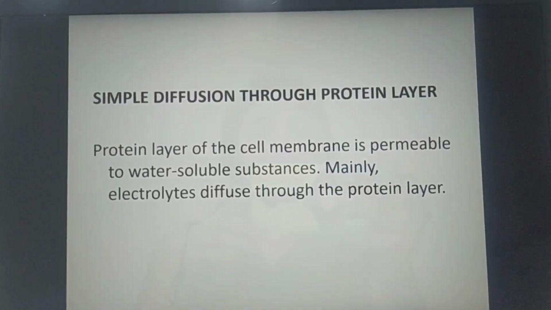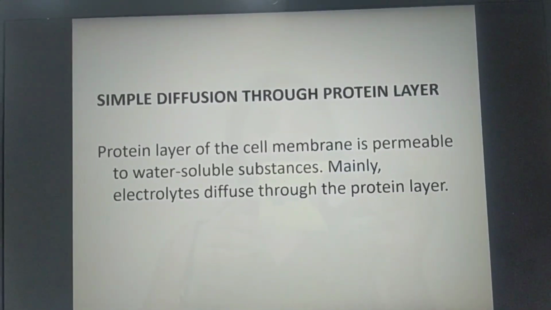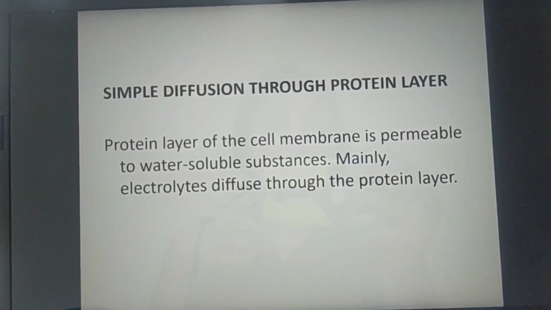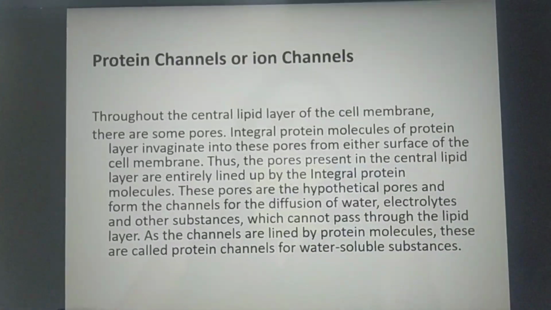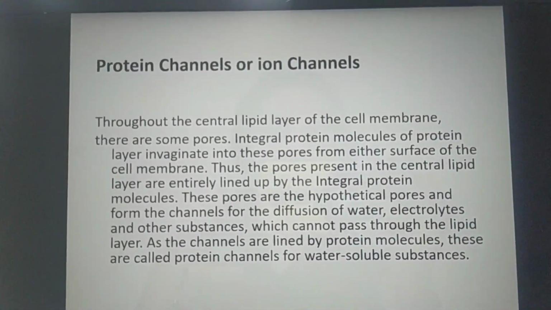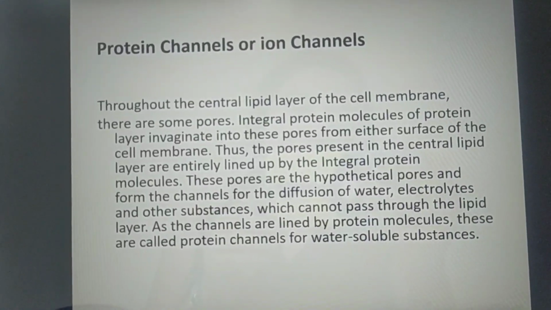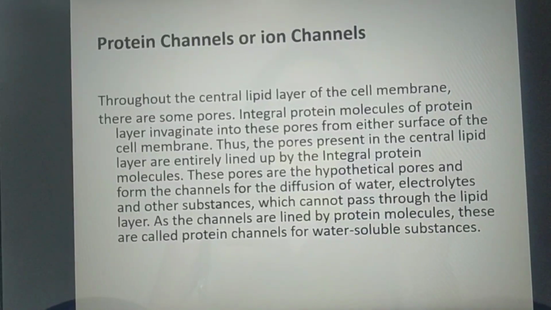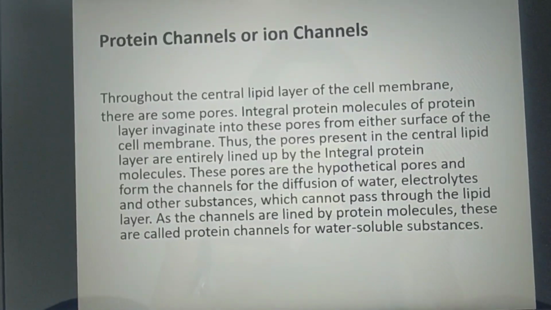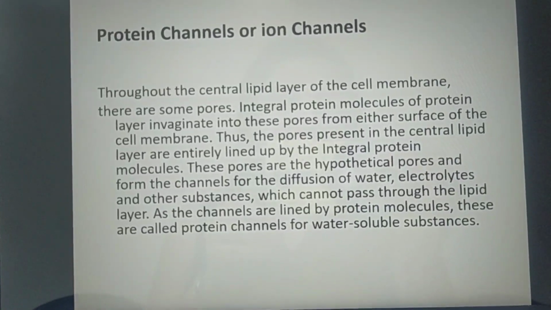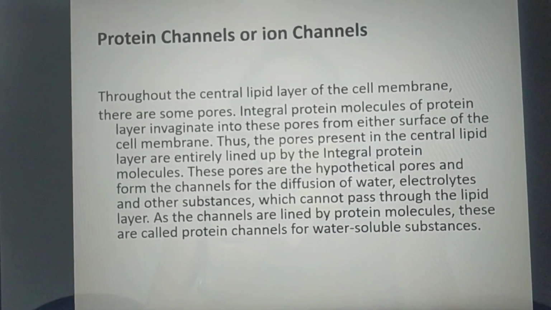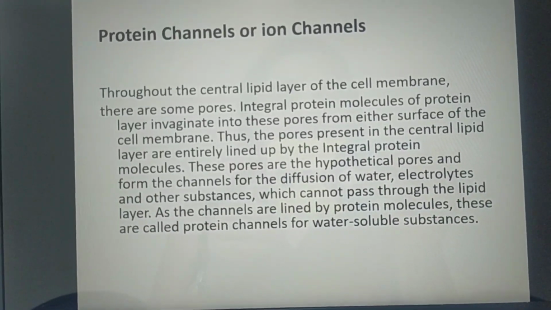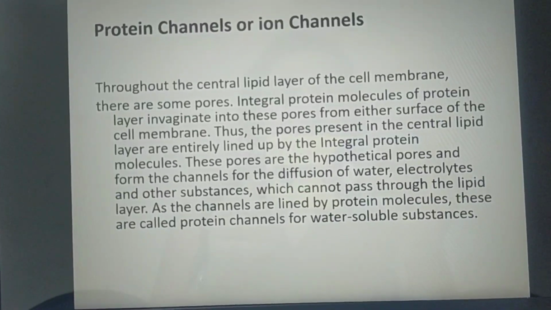Simple diffusion through the protein layer. The protein layer of the cell membrane is permeable to water soluble substances; mainly electrolytes diffuse through the protein layer. Protein channels or ion channels. Throughout the central lipid layer of the cell membrane, there are some pores. Integral protein molecules of the protein layer invaginate into these pores from either surface of the cell membrane, and thus the pores present in the central lipid layer are entirely lined by the integral protein molecules.